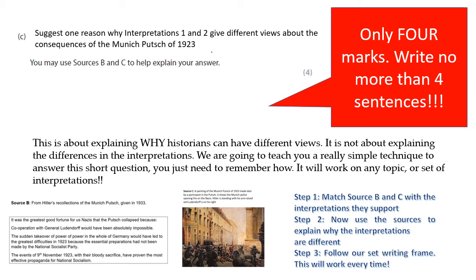So remember, you've already analysed source B and source C. So your first step is to match source B and source C with the interpretations they support. So when you read interpretation 1, there should be a source that matches the view in interpretation 1. When you read interpretation 2, there should be a source that kind of matches that view as well. Now we can use the sources to explain why the interpretations are different. And to do this, we just need to follow a set writing frame, which is on the next slide.